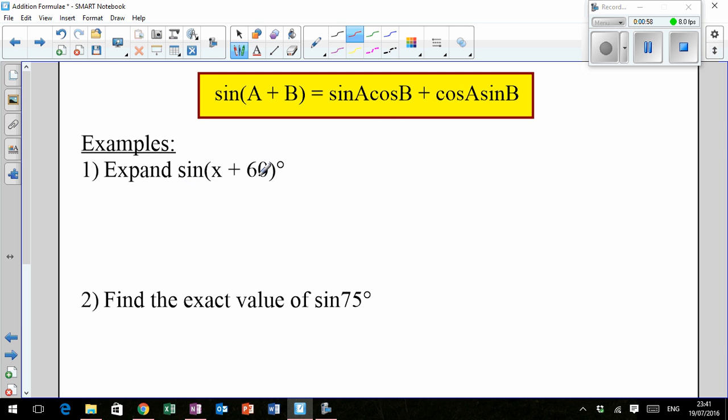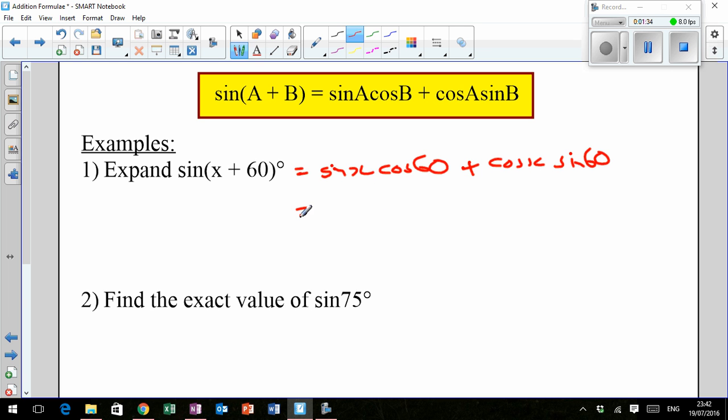Now, if you expand sine x plus 60, just like here, you've got A first, and there you've got x. Everywhere we see an A, we're going to see an x. The second thing there is plus B, and this time it's plus 60. So everywhere we see a B, we're going to replace it with 60. So it's going to be sine A cos B, or in this case, sine x cos 60, plus cos A, which is going to be cos x, sine 60.